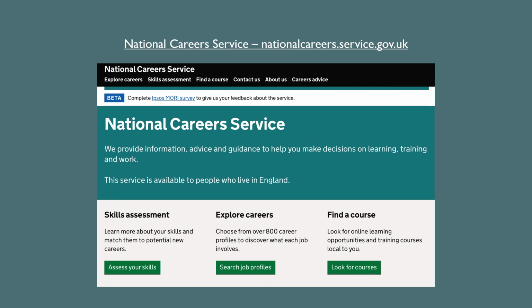So firstly, I recommend the National Careers Service.gov.uk, which can provide you with information, advice and guidance when it comes to the decision making on learning, training and work related things. You can assess your own skills there, and it gives you plenty of information about what each of the hundreds of jobs on there involve.